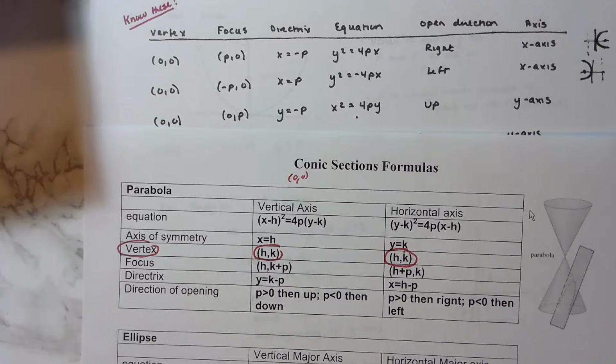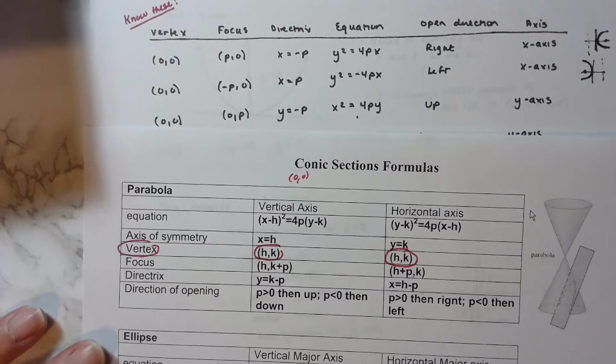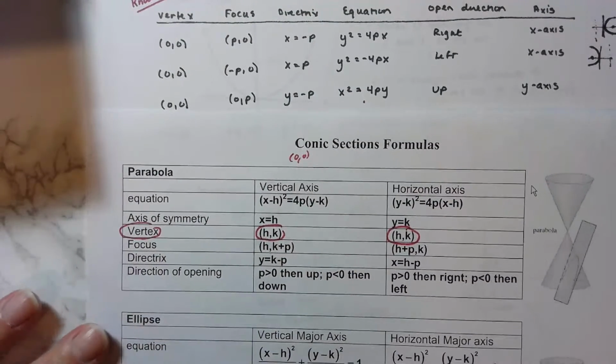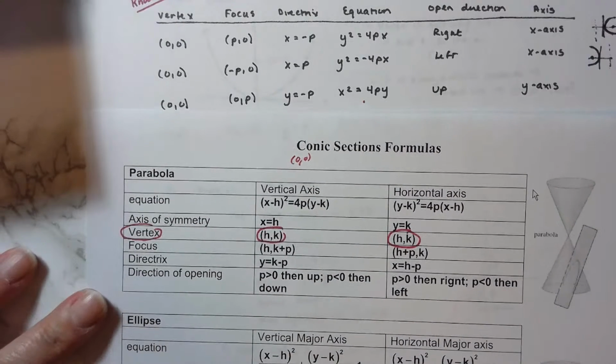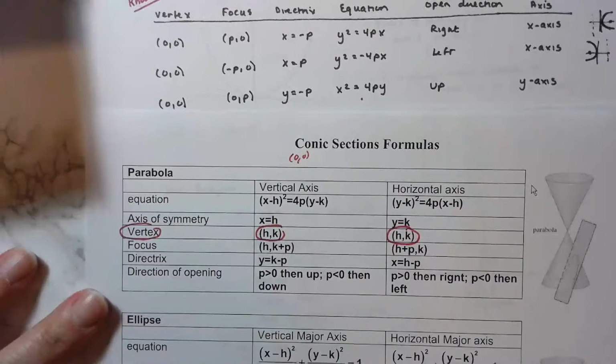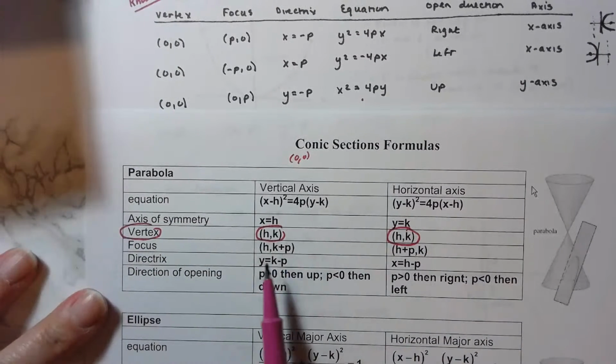The axis of symmetry will be the line x equals h. So you just take x minus h, set it equal to 0, and solve for x, and that'll give you your axis of symmetry. Or just change the sign from what you see, and that'll give you your axis of symmetry. The focus is at the point (h, k plus p). The directrix is the line y equals k minus p.